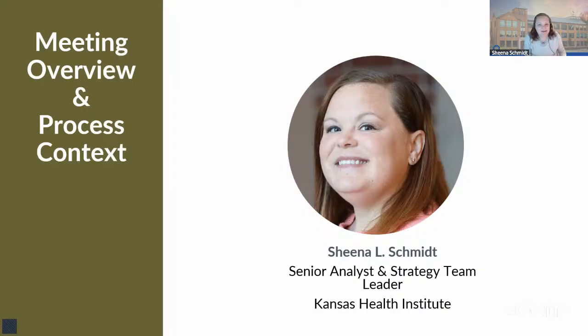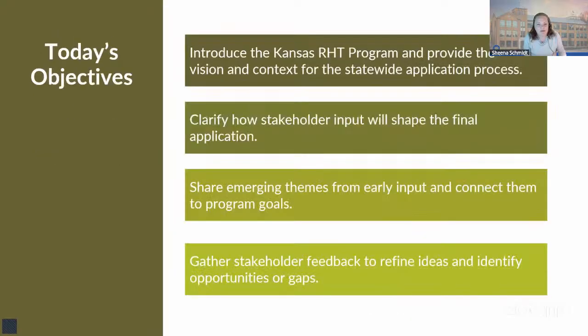As I said, I'll be helping facilitate us through the agenda today. So here are today's objectives. We're here to introduce the Kansas Rural Health Transformation Program and provide the vision and context for the statewide application process, clarify how stakeholder input will shape the final application, share emerging themes and topics from early input and connect them to program goals, and gather stakeholder feedback to refine ideas and identify opportunities or gaps.